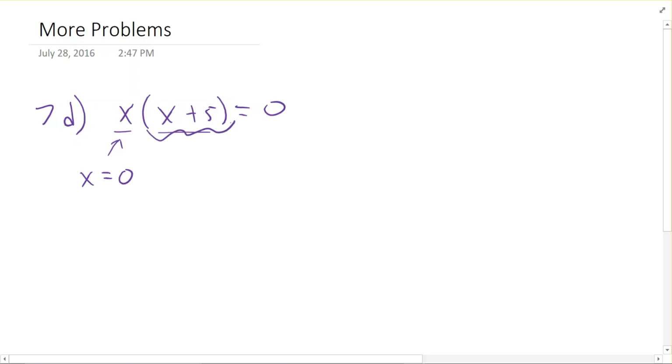And then this one is just like what we've done. What would x need to be there to make it equal to 0? x would be equal to negative 5. That would make it equal to 0.